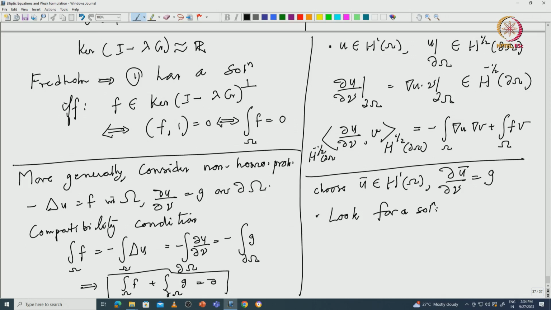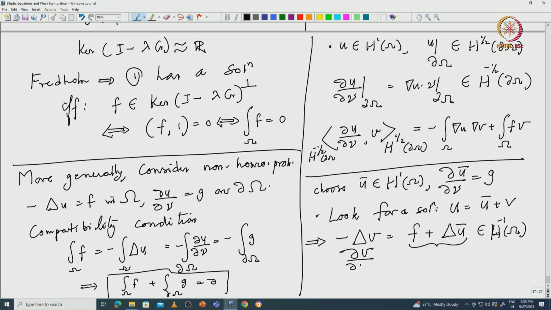Every time you look for one, it is meaningful. u is of the form ū plus v, and that will imply minus Laplacian of v is equal to f plus Laplacian of ū. Now you see, this is on the right side, and you may have to treat it as an L2 or H^{-1} function. That is the way you have to do it. And then in that case your problem is dv/dν equal to 0 on ∂Ω. You can get all the estimates here, and then this will have a solution.